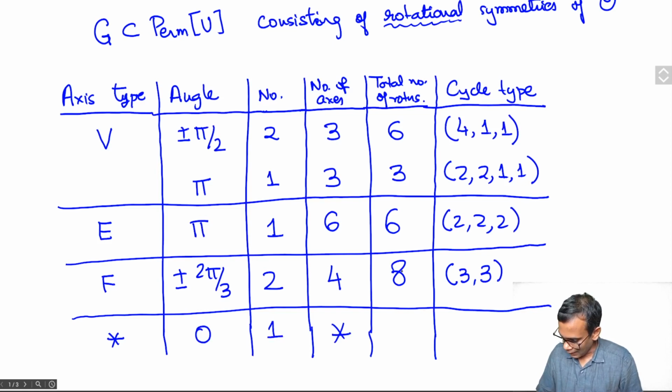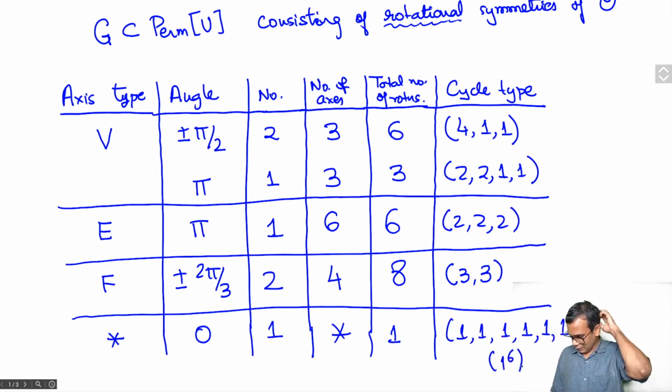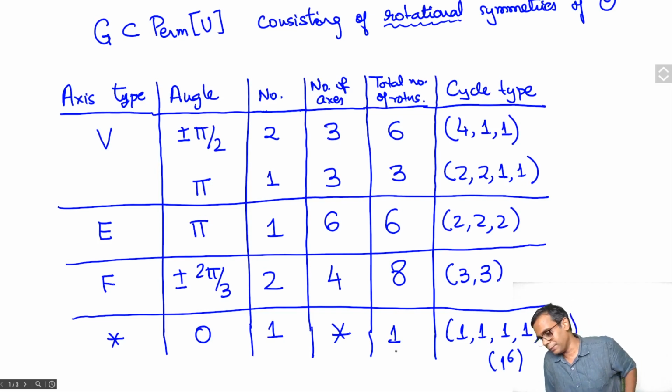Let's just leave this blank. So totally there's 1, and its cycle type is 1, 1, 1, 1, 1, 1, or sometimes we just write 1 to the power 6. So let's see, totally we have 9 plus 6 is 15, plus 8 is 23, plus 1, 24 symmetries of the octahedron.